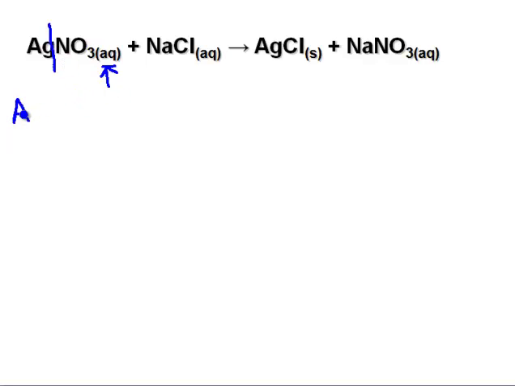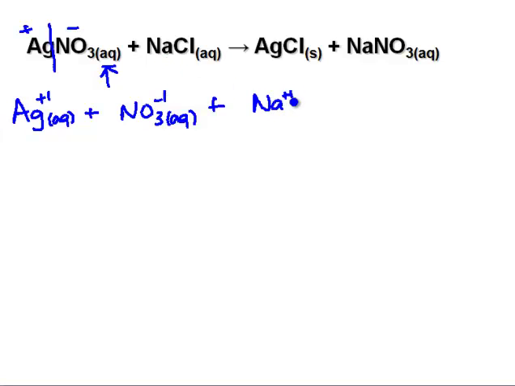So I make it Ag plus 1, aqueous, plus NO3 minus 1 aqueous. You see how I split those two apart? I split the silver and the nitrate. This is the positive, that's the negative. I just now split them apart because in solution they are apart. Remember, water is a home wrecker. Plus my sodium, Na plus 1 aqueous, plus Cl negative 1 aqueous. So these two split up as well.